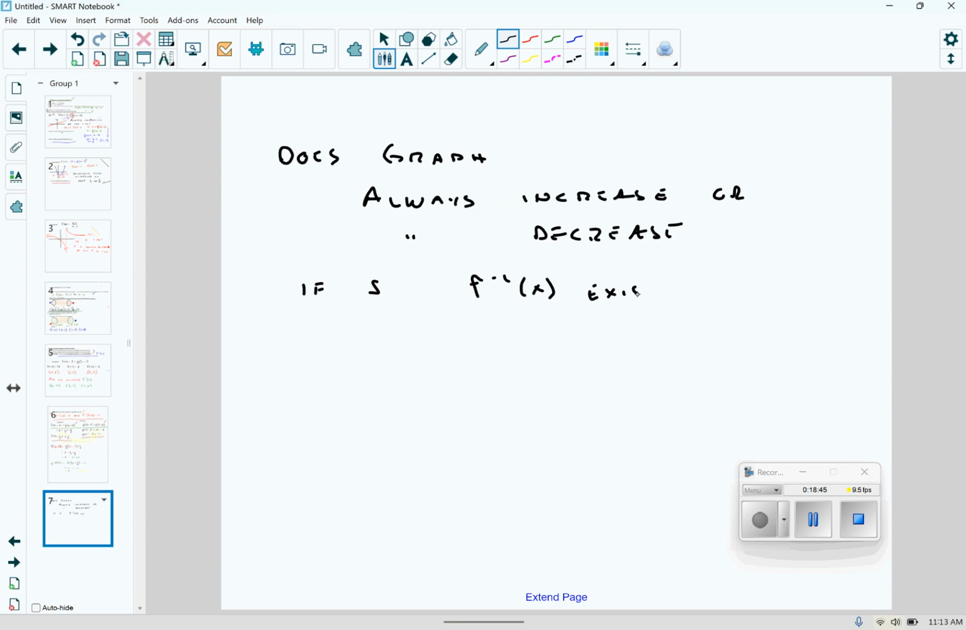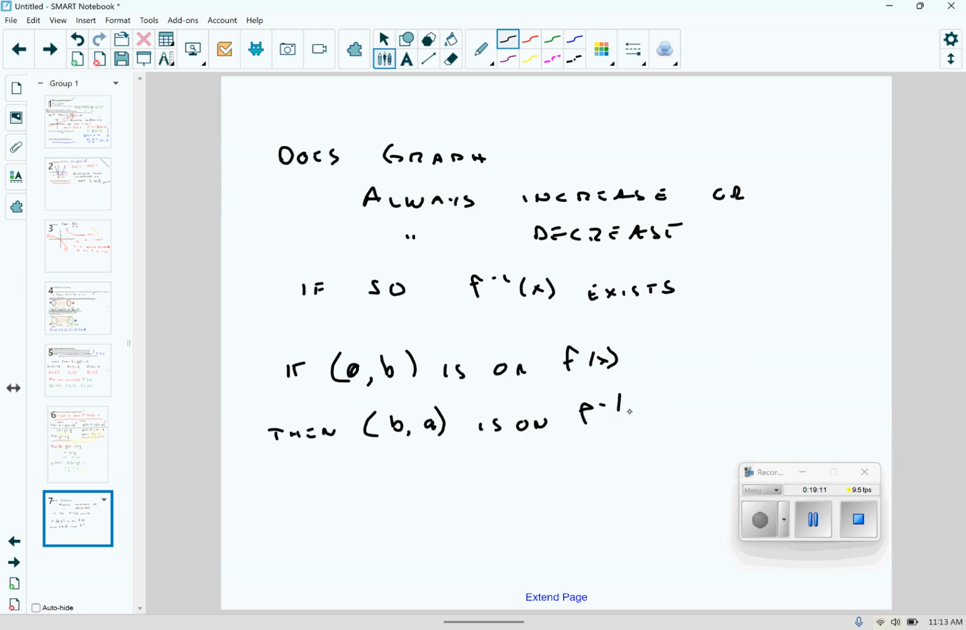And then you're going to be looking for this. If you do have a function with an inverse, if (a, b) is on f of x, then (b, a) is on the inverse. That is, the domain becomes the range, and the range becomes the domain.